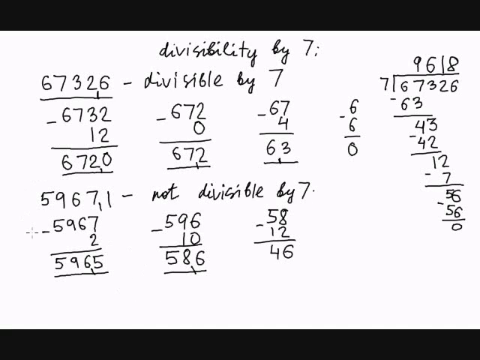But if you want to stick to this method, let me just remind you one more time. We have to split the number into two parts. We have to separate the last digit from the rest of the number, and we're going to subtract twice as much of the last digit from the rest of the number, and we're going to keep doing it until we end up with some number which we know for sure is divisible by 7 or not. And if it's divisible by 7, then the whole number is divisible by 7. And if it's not divisible by 7, that means the whole number is not divisible by 7.